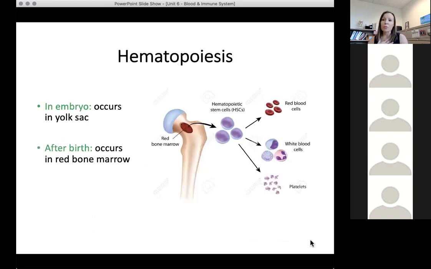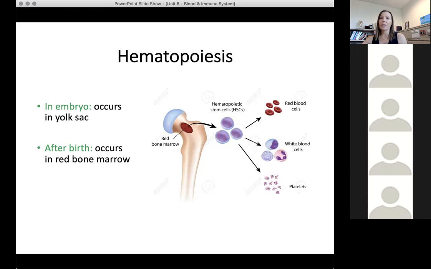So the term erythropoiesis means production of erythrocytes. Erythrocytes are the red blood cells. And essentially your body just wants to maintain a constant, steady amount of erythrocytes in the blood, because they do serve an important function. They carry oxygen in the blood.